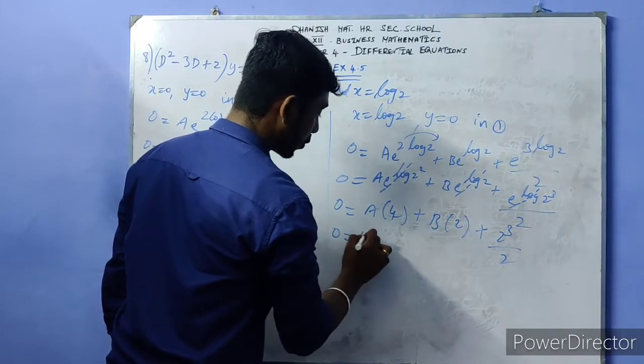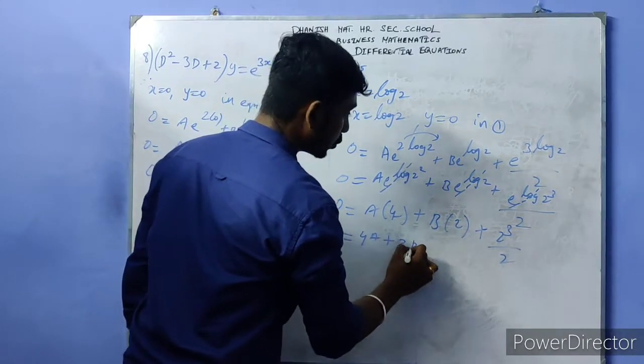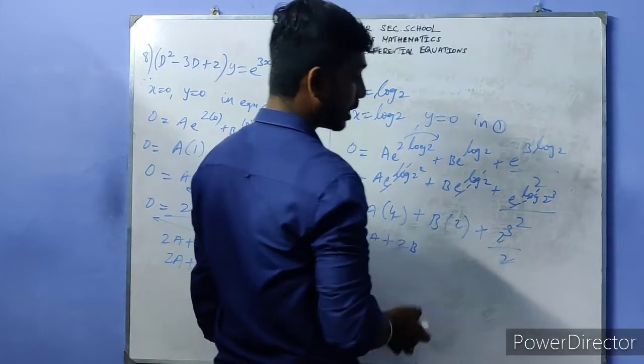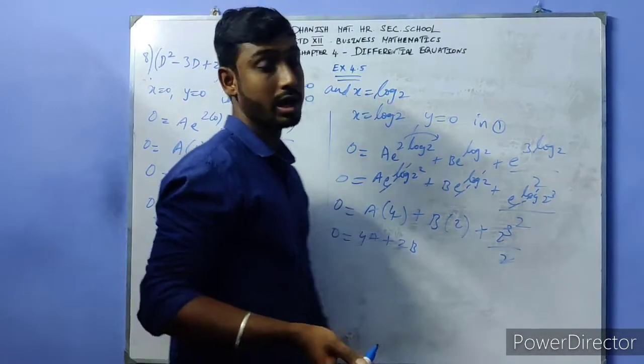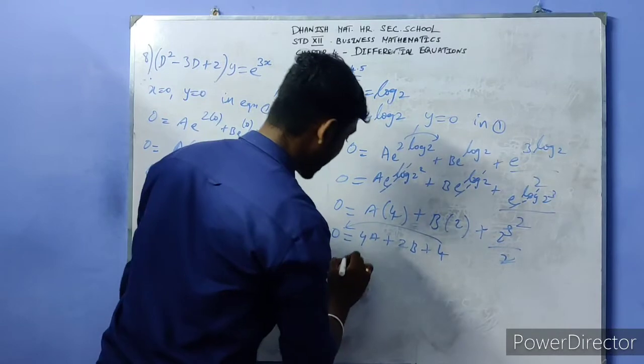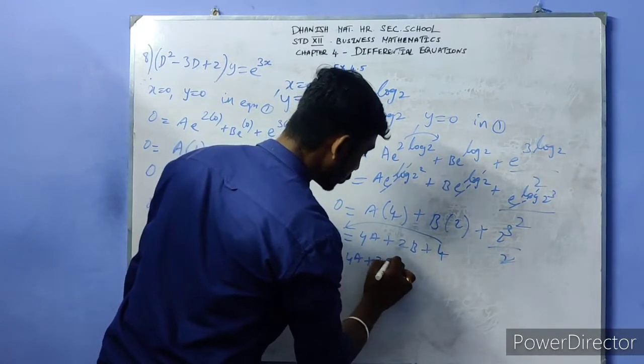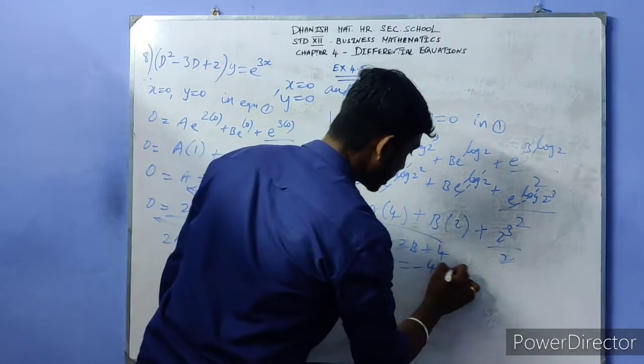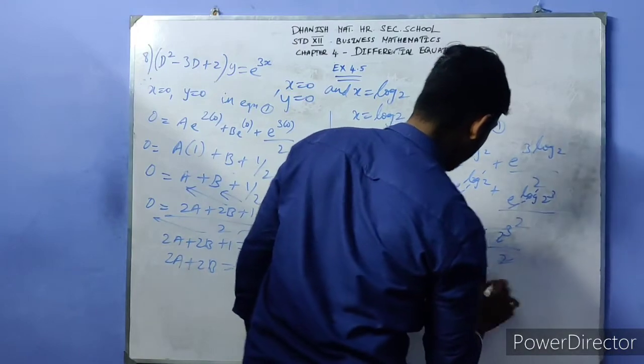So then you have to write 4A plus 2B. Here we are cancelling one 2. What is the remaining value? That will be 2 square, and 2 square value will be 4. This plus 4 will go to that side and change into minus. 4A plus 2B equal to minus 4. This is the third equation.